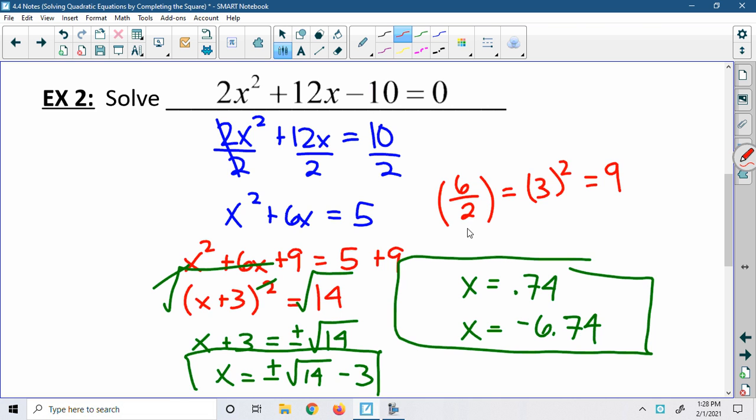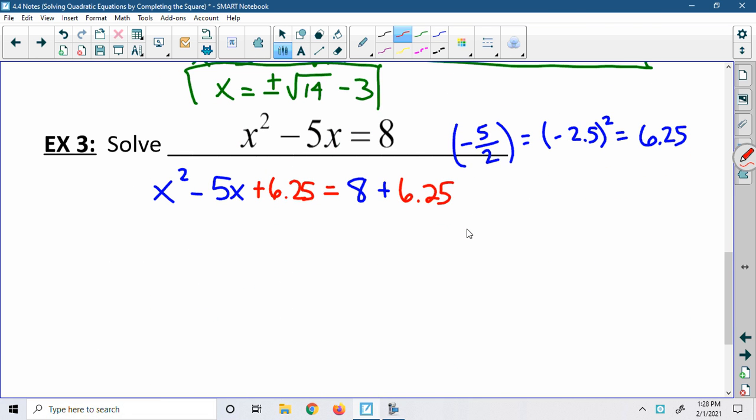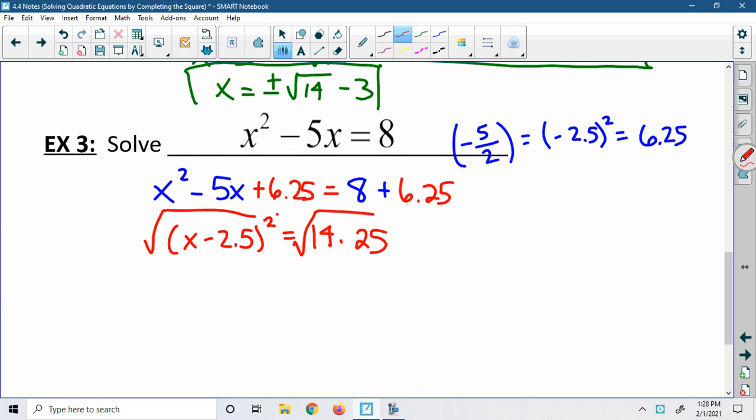Whatever the b number is, cut in half, that will be your factor. So in this case, I'm looking right here, negative 2.5. That's how this thing will factor. So it'll be x minus 2.5 squared equals 14.25. Final step, solve it out.